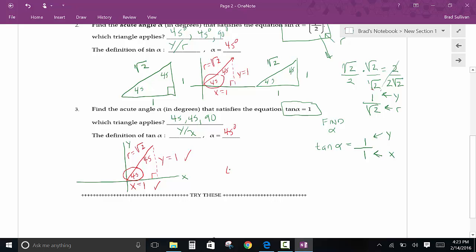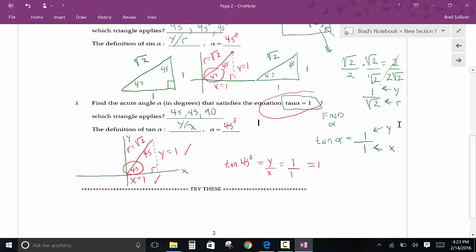So again, if you're doing tangent of 45 degrees, what are you doing? You're doing y over x. Well, if you look at my diagram, y is 1, x is 1, so I get the tangent equal to 1, and of course that matches up with what I gave you. Okay, so that's the idea.